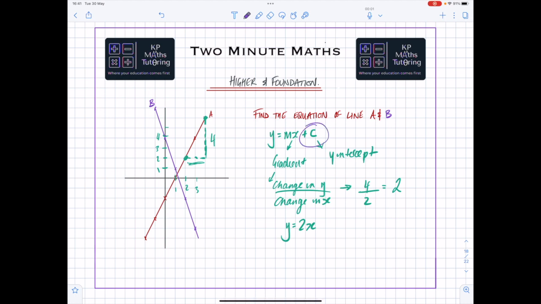This y-intercept is basically where it crosses this line, and I can look at that here. That is clearly at -2, so it's y equals 2x minus 2. That is the equation of line A. Let's take that and put that up there.